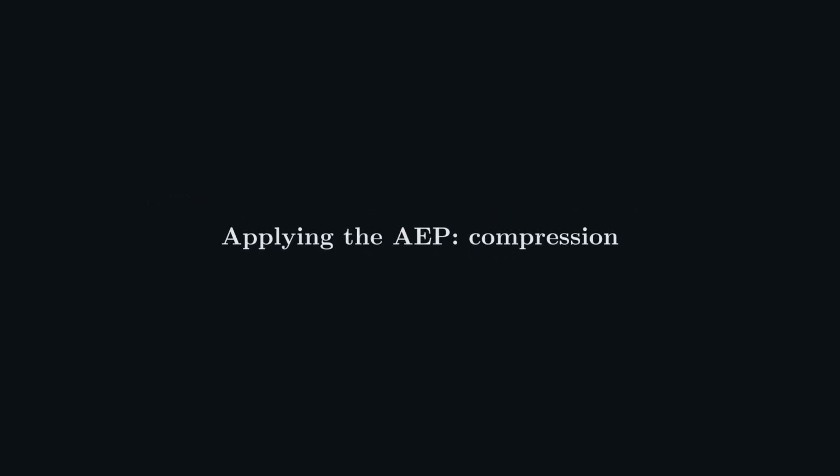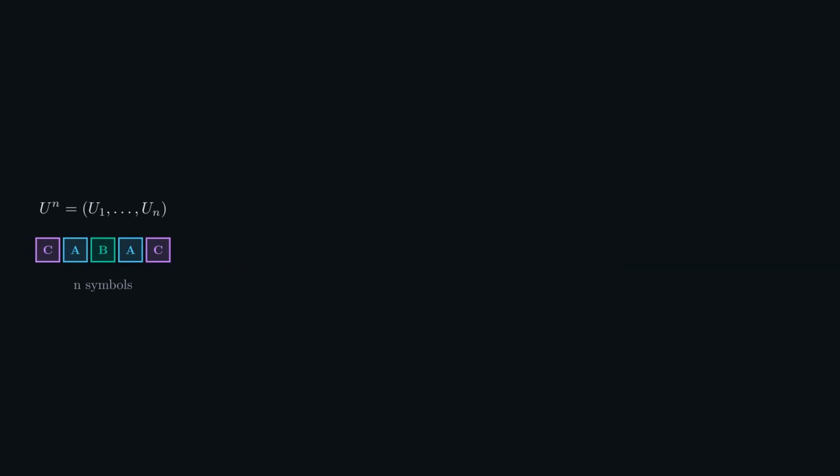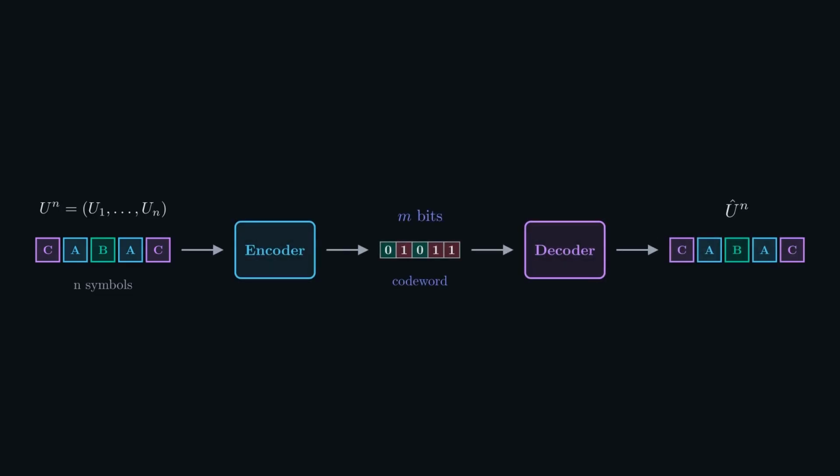Now that we've discussed the AEP and typicality, we can apply these techniques to compression by developing a simple yet effective compression scheme. The setup here is simple. We draw a sequence of n symbols from a memoryless source, and we want to compress this sequence into a smaller sequence of m bits, called a code word, such that our decompressor can reconstruct the original sequence.